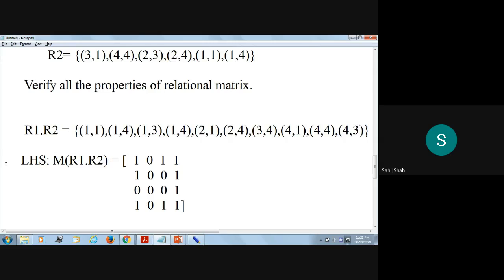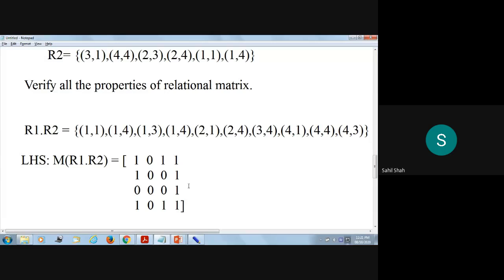Count the number of pairs in R1 composite R2: 1, 2, 3, 6, 9, 10. Do we have 10 ones in this matrix? 1, 2, 3, 4, 5, 6, 7, 8, 9. One is remaining. Which is that? One is remaining. I see 2, 1, 2, 4.